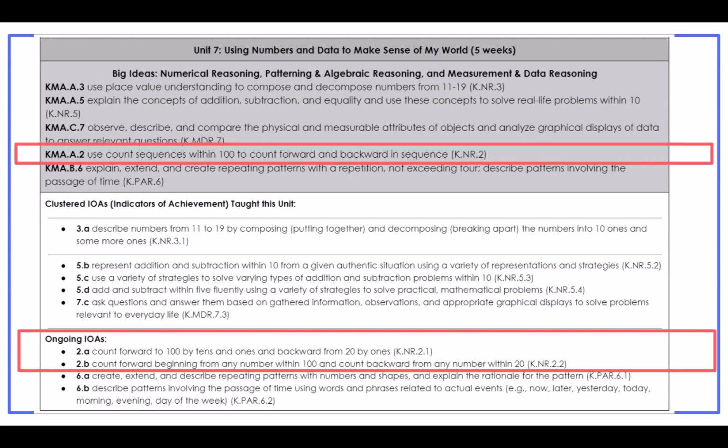AKS 2 consists of students rote counting forward to 100 by ones. Starting at 10, students will rote count forward by 10s to 100. This standard requires students to rote count backwards from 20. Students will also count forward within 100 and backward within 20 from any given number. At this point in the year, all parts of this AKS have been introduced. In Unit 7, students will continue to work towards mastery of this AKS.